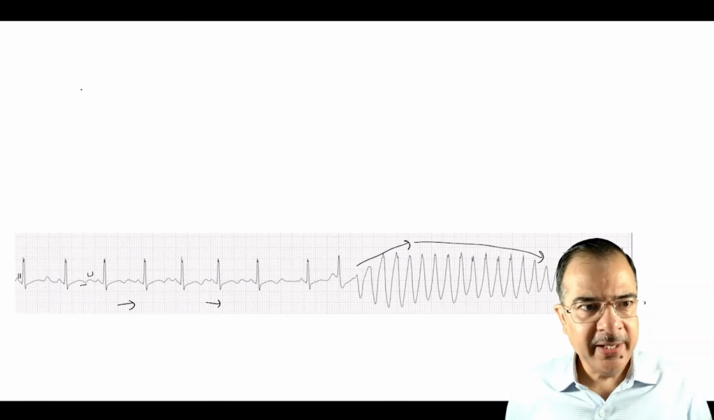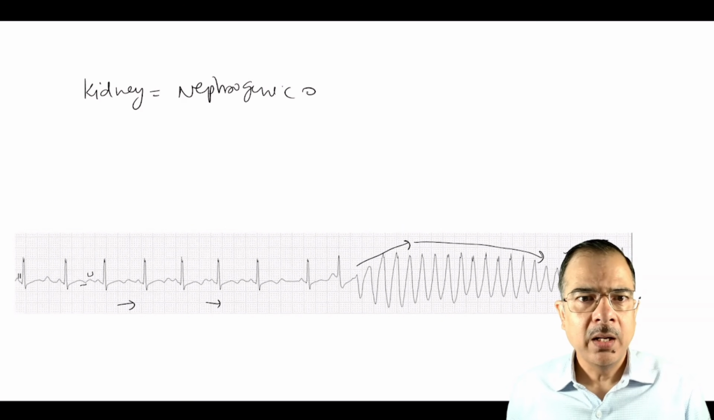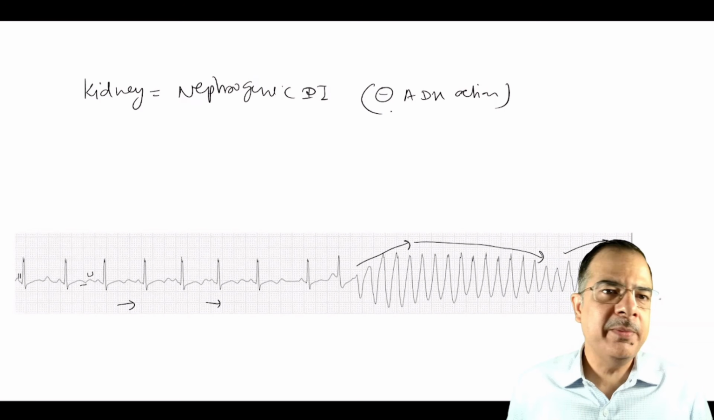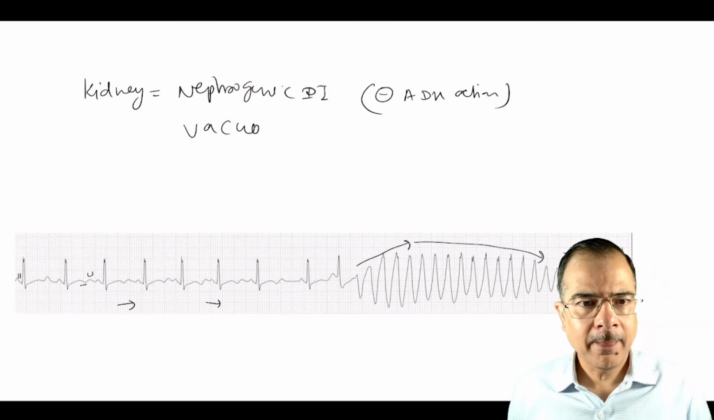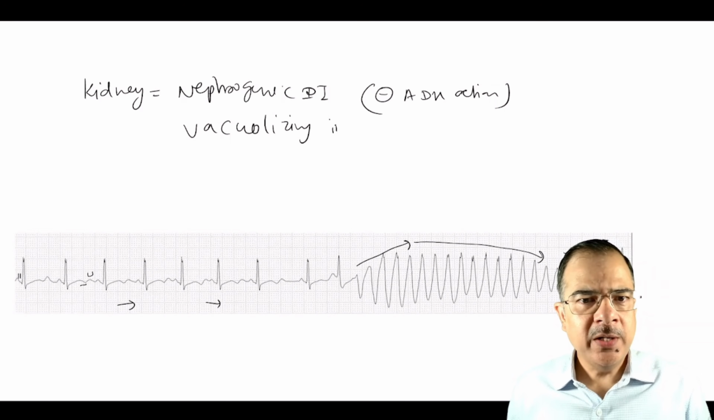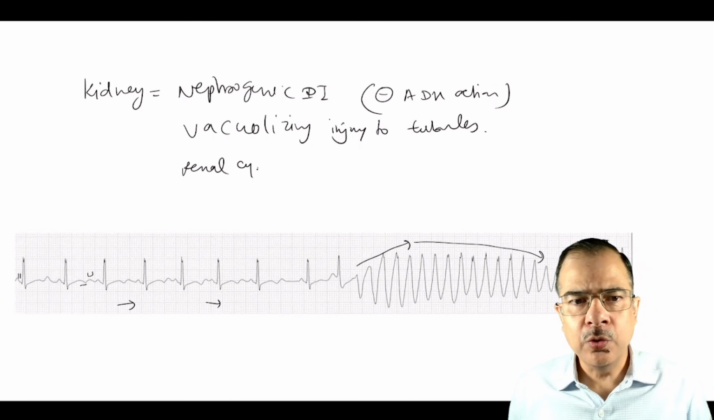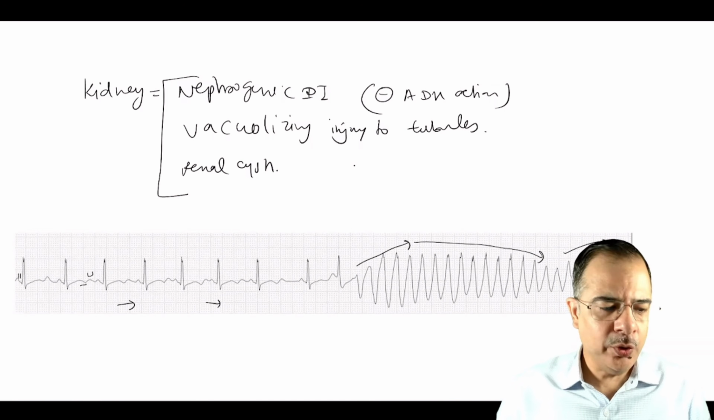While the kidneys will be affected in cases of hypokalemia in multiple ways, like nephrogenic DI. Reason, it inhibits the ADH action on the kidney tubule. Low potassium inhibits the ADH action. There can be a vacuolizing injury to tubules, renal tubules. Renal cyst can be present due to low potassium. These are the functional effect and structural effect on the kidney due to low potassium.